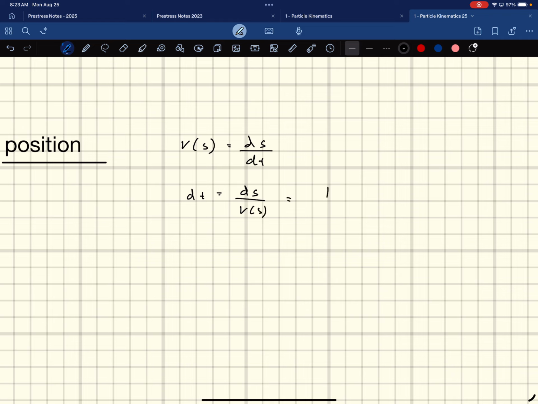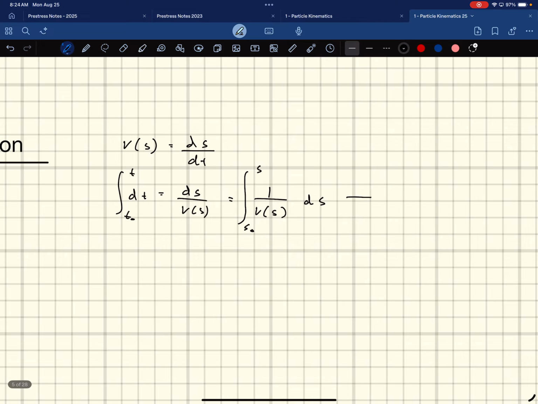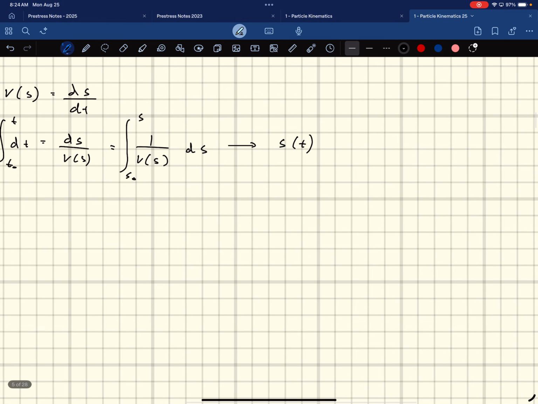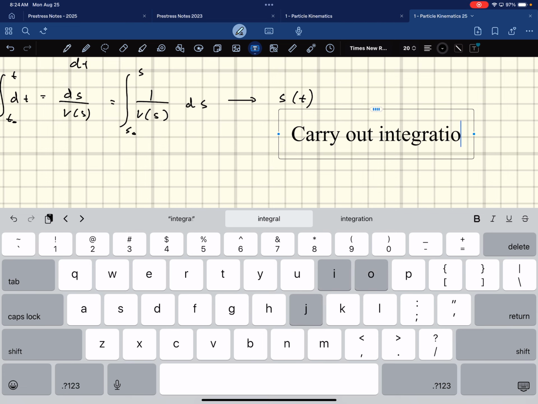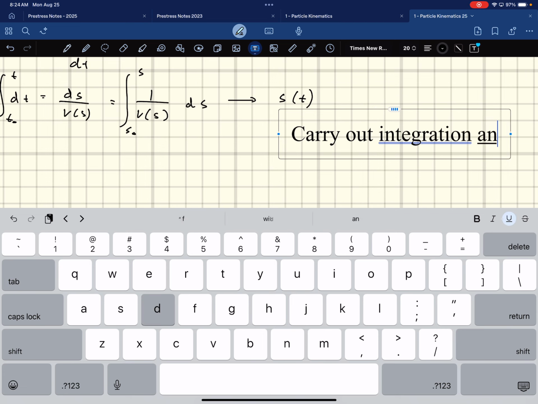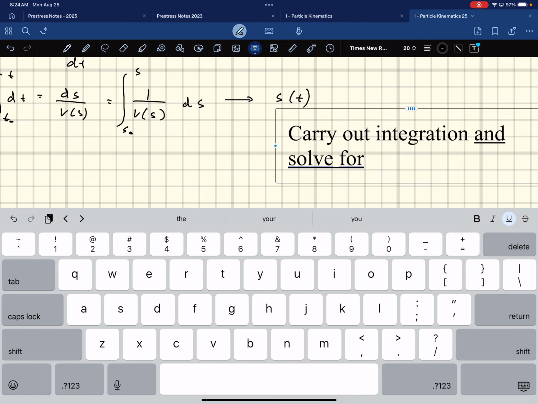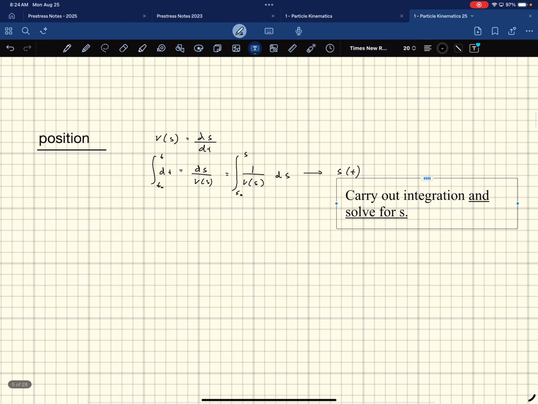which is equal to 1 over v(s) ds. Another way to look at that, I'm going to carry this out: integral from t naught to t, s naught to s. And if you carry that out, at the end you will get s as a function of time. Beat this horse to death one more time: carry out integration and solve for s. And then what you'll get out of it is s as a function of time.